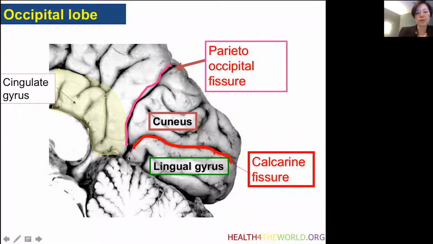The medial aspect of the occipital lobe is easy to see because you can see the parietooccipital fissure dividing the parietal lobe, the precuneus, and the occipital lobe. The calcarine fissure is this transverse line of fissure, and this is the primary visual cortex. Above is the cuneus, because it is a triangular shaped lobe, and inferior to it is the lingual gyrus. This is all occipital lobe.